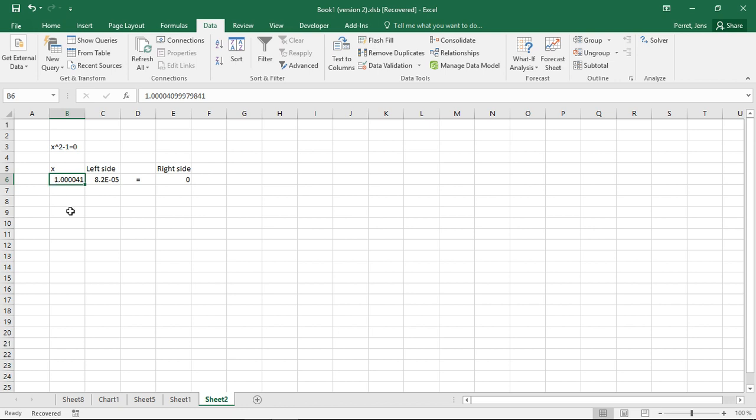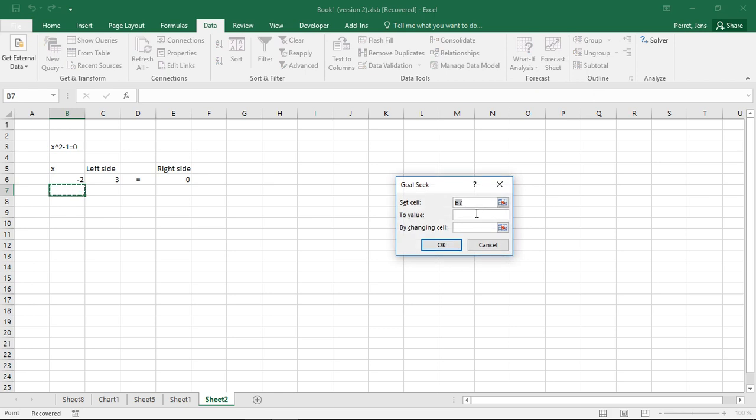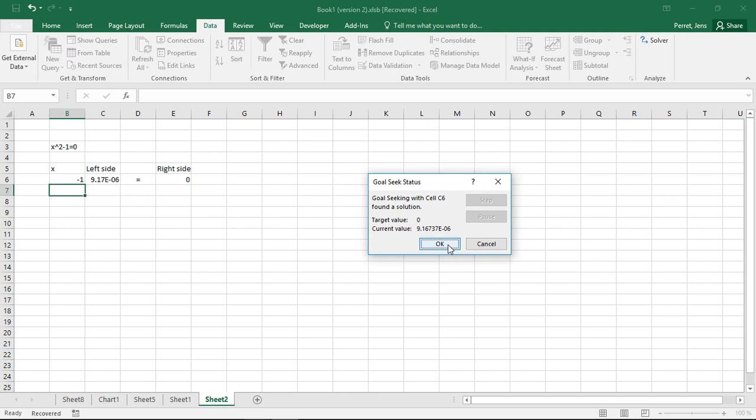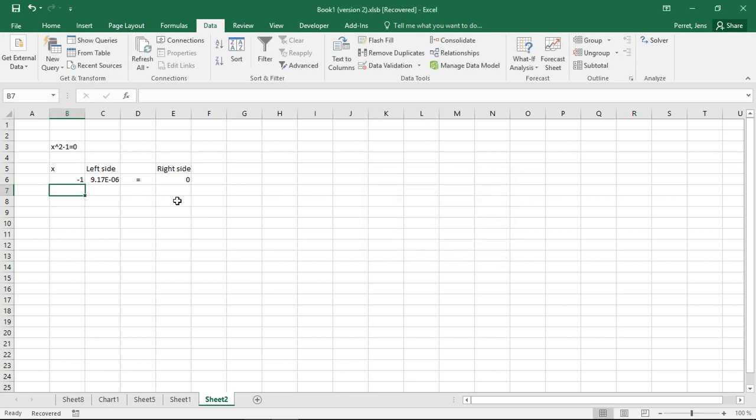So for example, if I start with a value of minus 2, run the whole stuff again. So again, my set cell, left side, my target value 0, by changing cell this one, run this. Here I find as a solution minus 1. So it highly depends on my starting values.